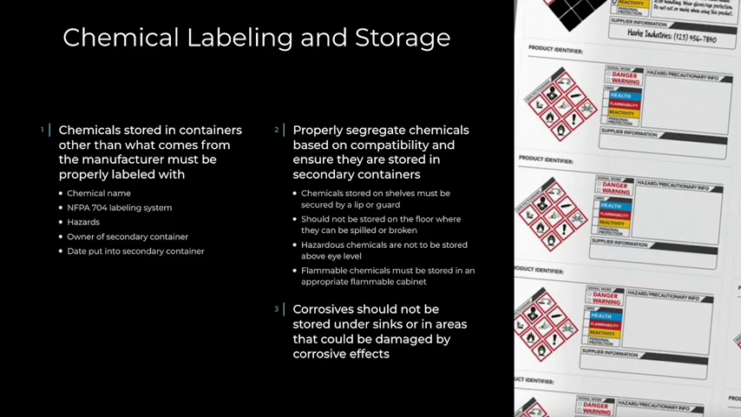Properly segregate chemicals based on compatibility and ensure they are stored in secondary containers. Chemicals stored on shelves must be secured by a lip or guard and should not be stored on the floor where they can be spilled or broken. Hazardous chemicals are not to be stored above eye level. Flammable chemicals must be stored in an appropriate flammable cabinet. Corrosives should not be stored under sinks or in areas that could be damaged by corrosive effects.